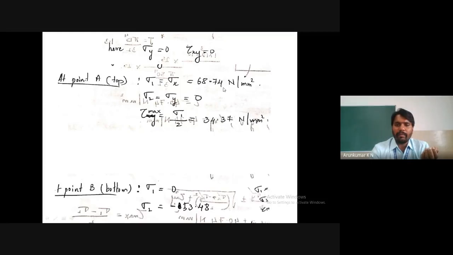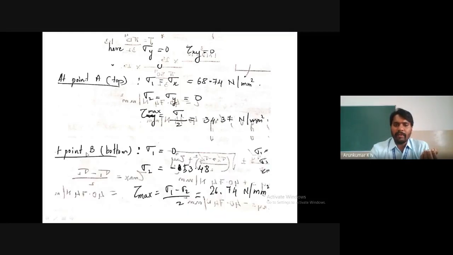Coming to the bottom. At the bottom again, sigma 1 and sigma 2. You have to be very careful here. Because sigma x is negative, we can't take sigma 1 as minus 53, because it is the lesser value. We need to arrange it in such a way that sigma 1 is a higher value than sigma 2. So 0 is higher than minus 53. So sigma 2 will become sigma x and sigma 1 will become 0. Tau maximum is the difference between 1 and 2 by 2. Take the difference between 1 and 2 by 2, for point A and for point B.